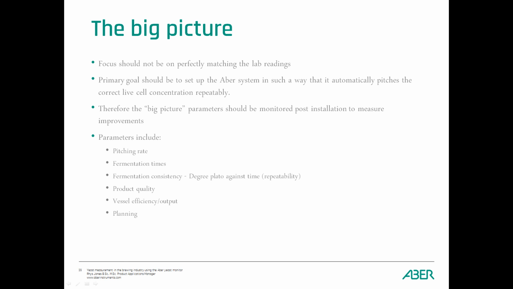Therefore, one should focus first on reducing the errors to a satisfactory level before then moving on to monitoring the big picture parameters. The ABBA monitor should improve the pitching rate accuracy and consistency, as well as the consistency of the fermentation times. These would be reflected in the degree Plato against time, as well as in other metrics, as seen in the Summit and Meantime case studies. The fermentation time efficiency should be improved as much as it was in the Bass and Suntory cases. These should in turn improve the vessel efficiency, planning, and product quality.